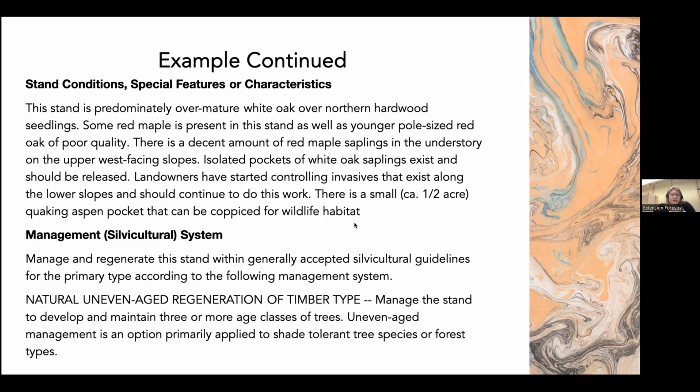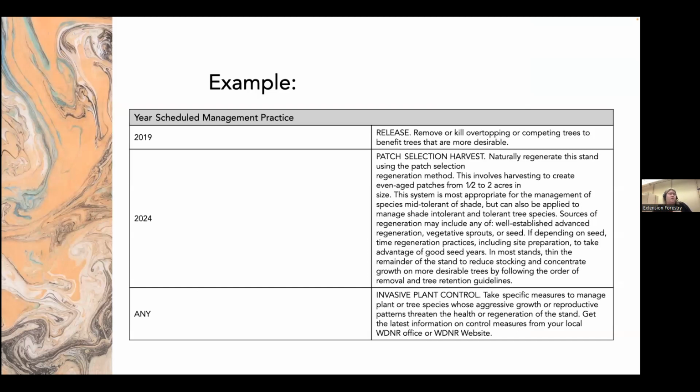And so the next part is an example of what this landowner needs to do to try to reach that goal. They talk about in 2019 having a release. Basically they are trying to remove some of the competition between trees. If you remove some of the trees that are there, that'll give the trees that stay more access to light and more access to resources that they need. And so that's step one for this particular stand.